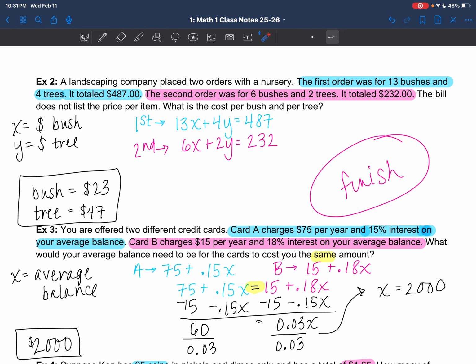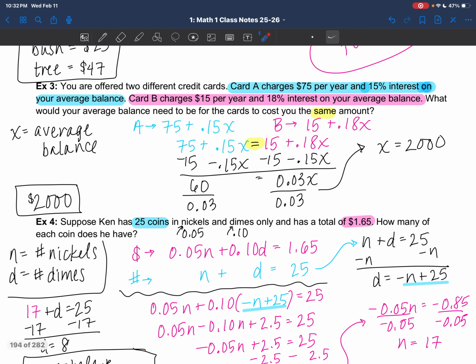Now, you could solve this doing substitution, or you could do elimination. Whichever way works for you. Truthfully, for me, I think elimination would probably be the best, and I would try to get my y's to cancel. So I would probably multiply this by -2, and then that will get your y's to cancel out. So you're going to finish this, but if you do it correctly, your bushes should be $23 and trees should be $47 each.